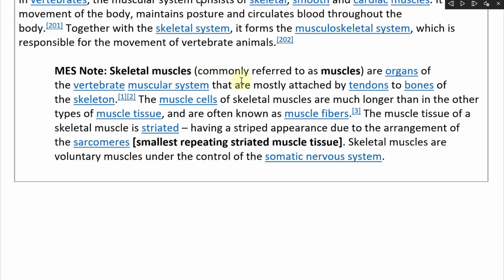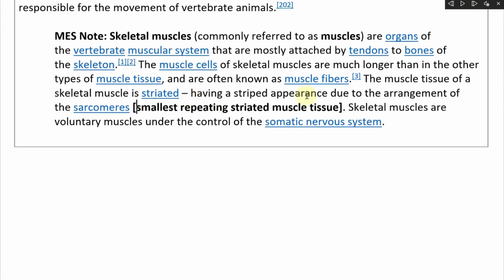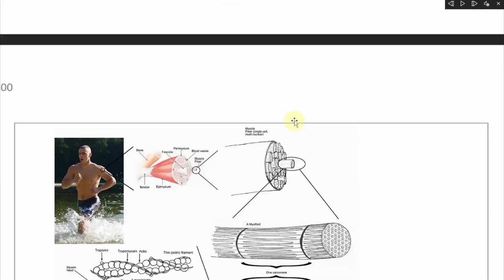Skeletal muscles, commonly referred to as muscles, are organs of the vertebrate muscular system that are mostly attached by tendons to bones of the skeleton. The muscle cells of skeletal muscles are much longer than in the other types of muscle tissue and are often known as muscle fibers. The muscle tissue of a skeletal muscle is striated, having a striped appearance due to the arrangement of the sarcomeres, which are the smallest repeating striated muscle tissue. Skeletal muscles are voluntary muscles under the control of the somatic nervous system. We'll get to that in a bit.